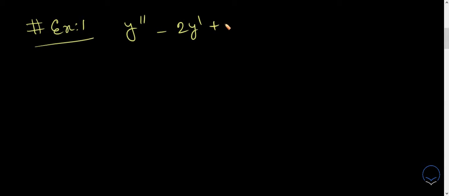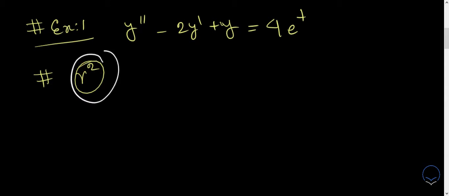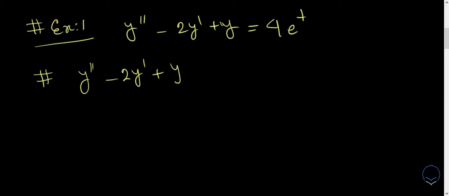So we are going to see two examples. The first one is relatively simple. Let's call this example 1, and our differential equation is y double prime minus 2y prime plus y equals 4 e to the power t. The first thing we need to do is find the homogeneous solution, because from there we will have our y1 and y2. So our homogeneous equation will be y double prime minus 2y prime plus y equals 0.